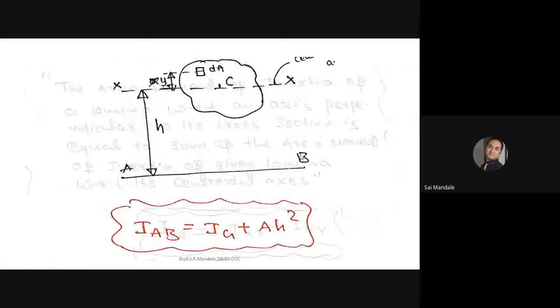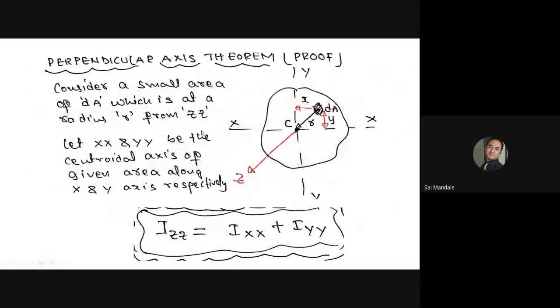Then we went for the perpendicular axis theorem, that is Izz is equal to Ixx plus Iyy. Izz is nothing but the polar moment of inertia. Nikam, how do you represent the polar moment of inertia? What is the sign convention for the polar moment of inertia? I, Ixx, Iyy, Z or J? Nikam, Rutuja. Rutuja Gangude.